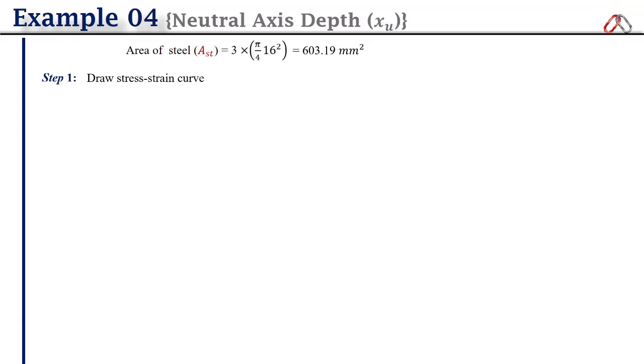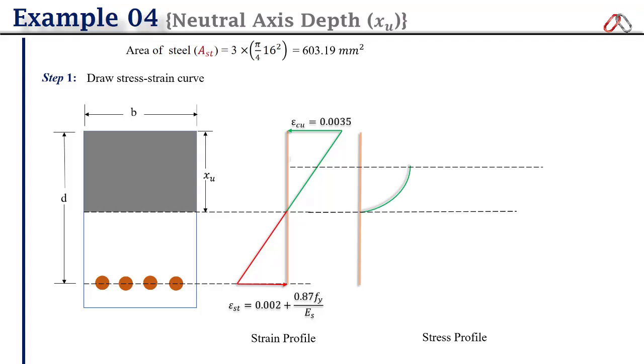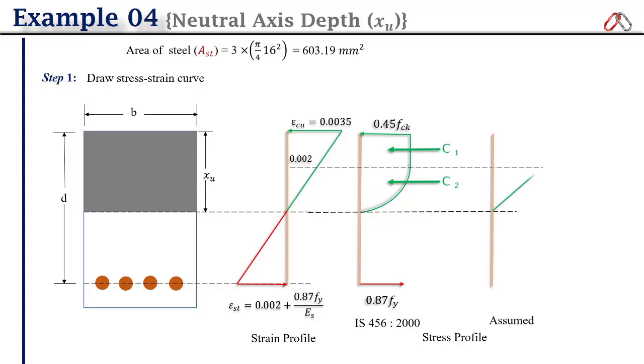So the first step is to draw the stress strain curve. Here you can see that XU is the depth of neutral axis and it is the strain profile. This is the stress profile according to IS 456-2000. And on the other hand, this is the profile according to the question. So it is the assumed stress profile.